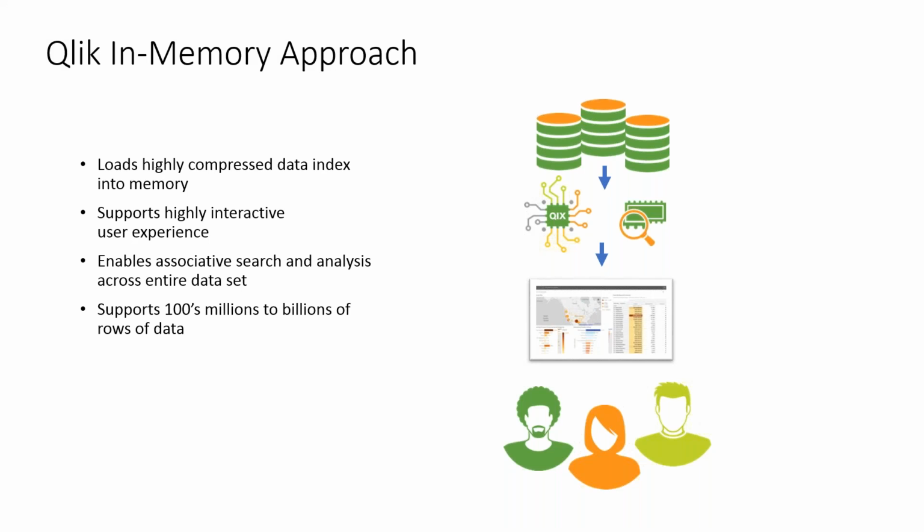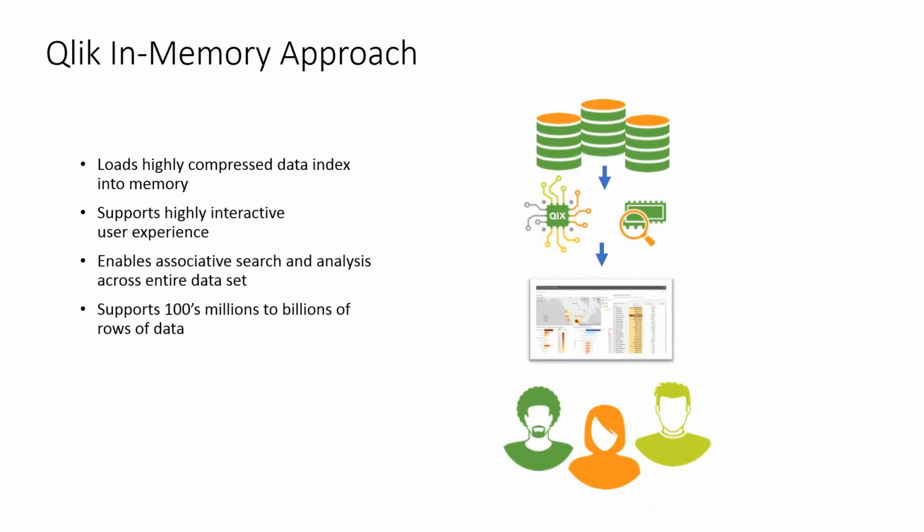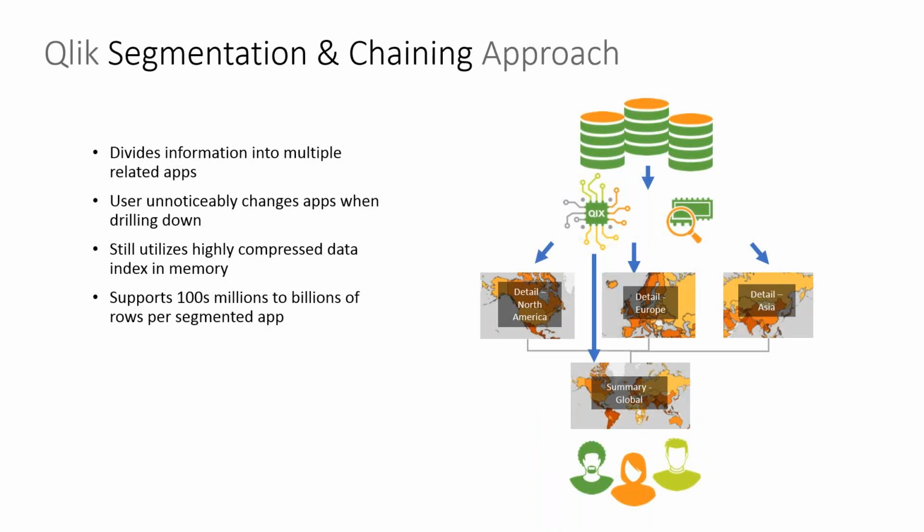So the in-memory capability, which was pretty standard. You bring in the data, you load the data into the app, all the data goes into memory. So that is the standard process. Then we have segmentation or document chaining.